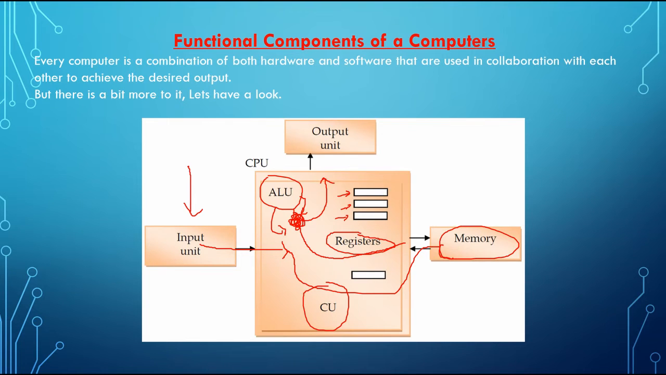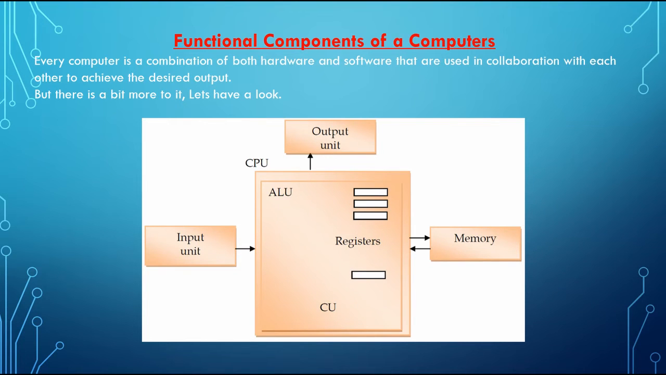So that's what the register is for. So in a nutshell, really quick, the input unit would take in data which would pass on to the CPU. The CPU would store it in the memory, and the memory would allow the data to be passed on to the ALU, which would be controlled by the CU.